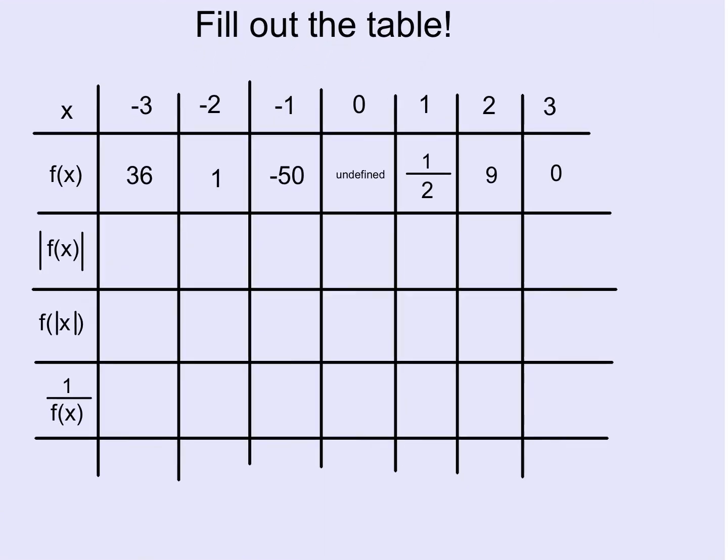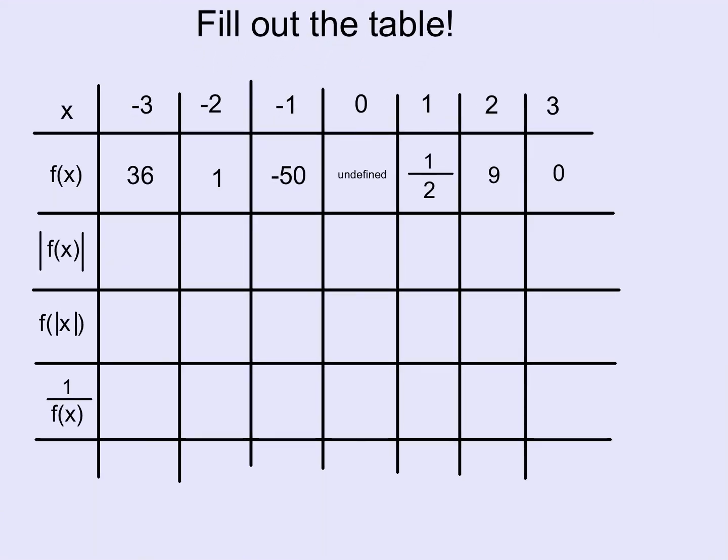This one, it just might take you a minute to figure out what am I asking you to do. If this is the x and this is the f of x, then what is the absolute value of the f of x? Somebody tell me what they think should go in this box right here. Just say it if you know it. 36. 36. Because the absolute value of 36 is 36.